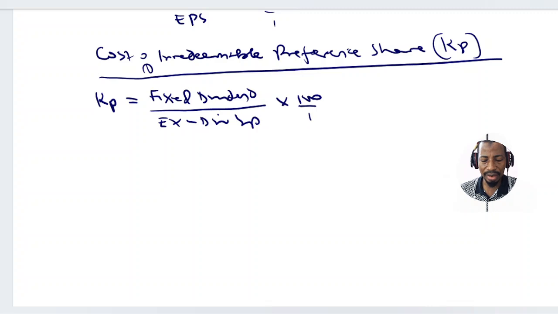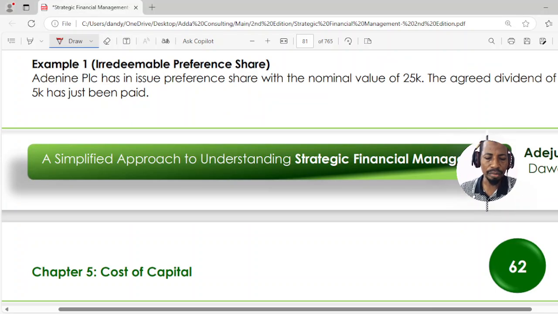At this point, let's have an example to demonstrate that. Okay, let's do this example. Adenine PLC has issued preference share with the nominal value of 25 kobo.